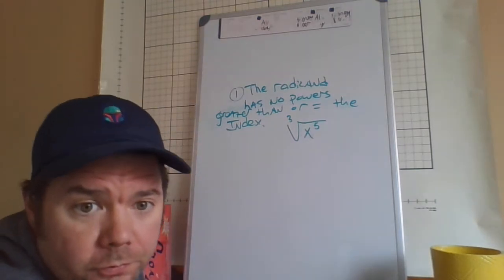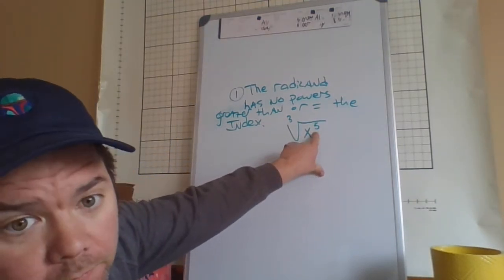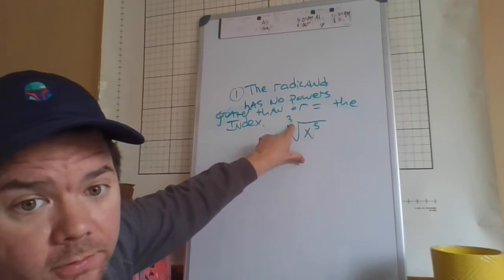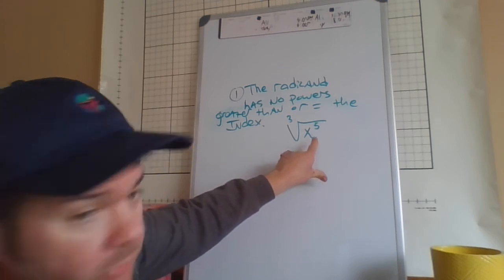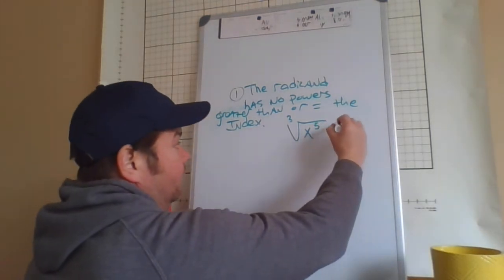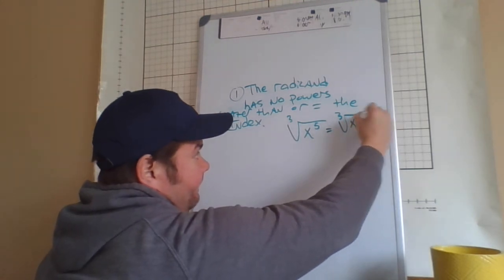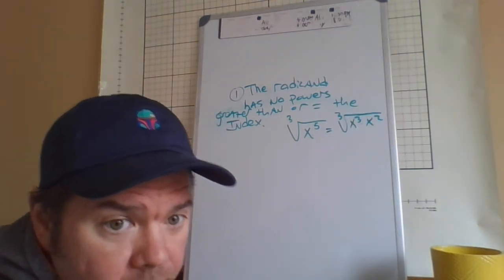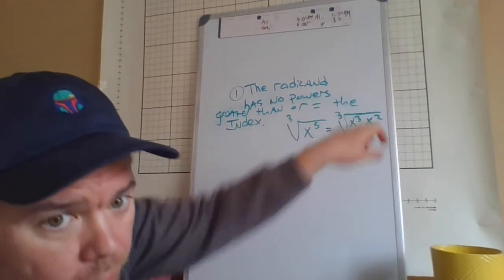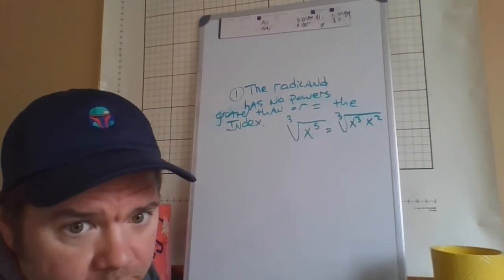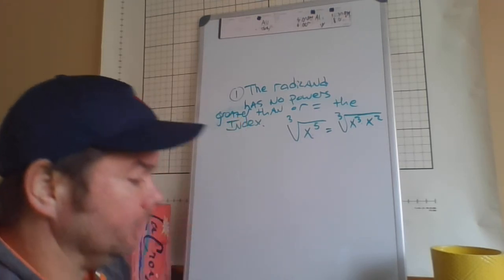Okay, so for example, if I had the third root of x to the 5th, the radicand has a power that is greater than the index. So this is not simplified. What I can do with x to the 5th is I can think of it as x to the 3rd times x to the 2nd. And then I can split this up and start to simplify that, and that's what we're going to do in the next examples. Okay, but that's the first thing about simplified radical expressions.